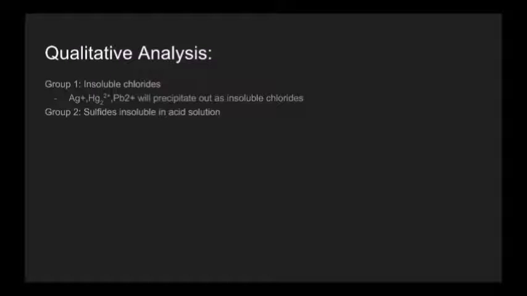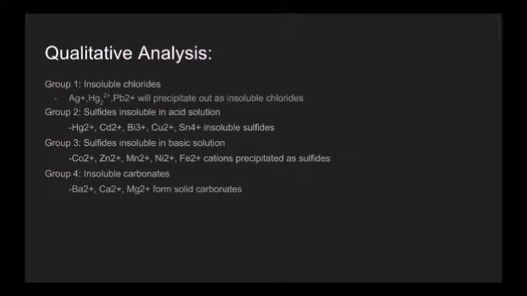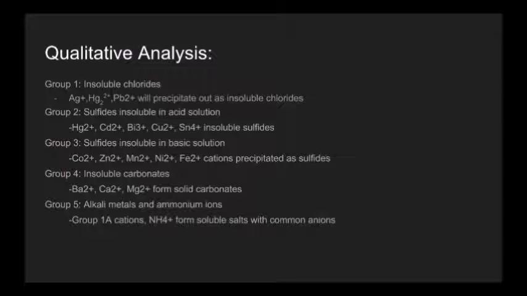So group 1, insoluble chlorides, consists of Ag+, Hg2 2+, and Pb2+. Group 2, sulfides insoluble in acid solutions, includes Hg2+, Cd2+, Bi3+, Cu2+, and Sn4+. Group 3, sulfides insoluble in basic solutions, are Co2+, Zn2+, Mn2+, Ni2+, and Fe2+. Group 4, insoluble carbonates, consists of Ba2+, Ca2+, and Mg2+, all in the alkaline earth metal group. Group 5, alkali metals and ammonium ions, all form soluble salts. So group 1A cations and NH4+ form soluble salts.